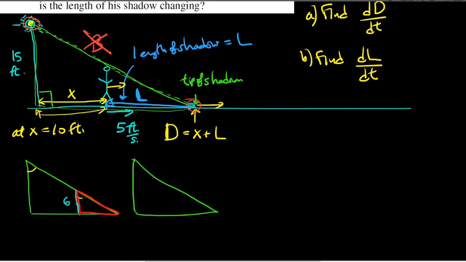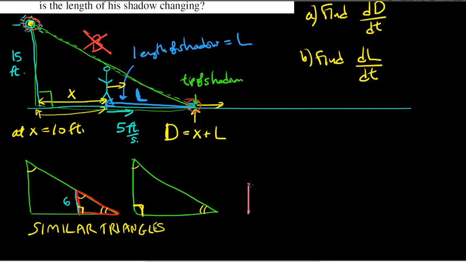But notice all the angles are the same. This angle is the same as this angle, and this angle is the same as this angle. So these are called similar triangles. When the angles of the triangles are the same, and these are both right angles here. That's a right angle, that's a right angle. We call them similar triangles. And what that means is the ratios of the sides are the same.